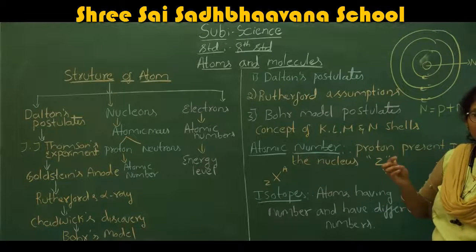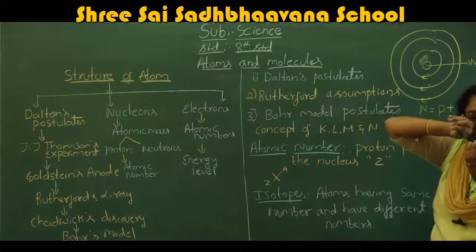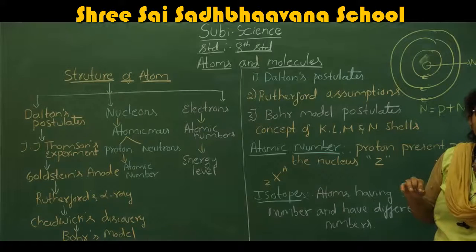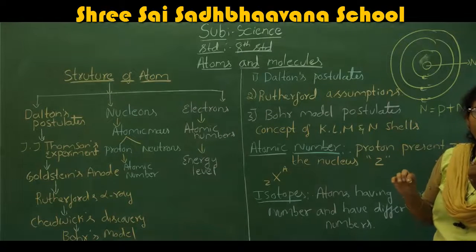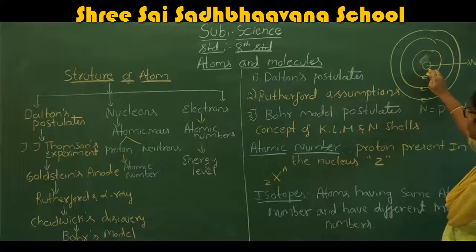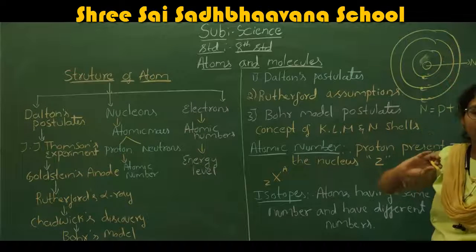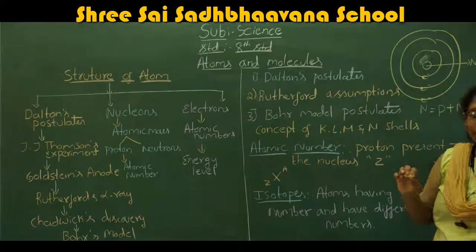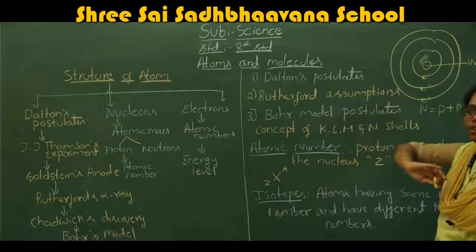You know that for the sun, the nine planets are revolving in their respective orbits, right? Like that, here also the nucleus is surrounded by electrons. Electrons are revolving around the nucleus.